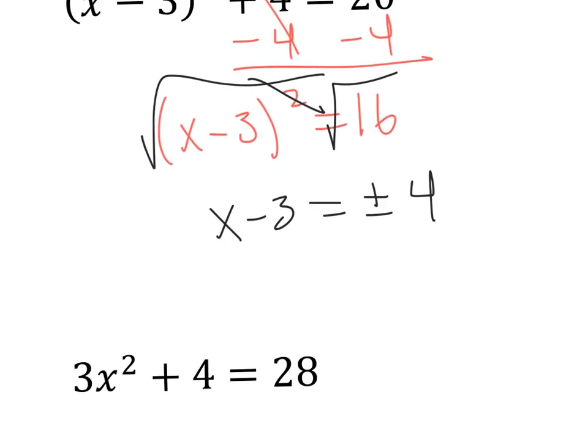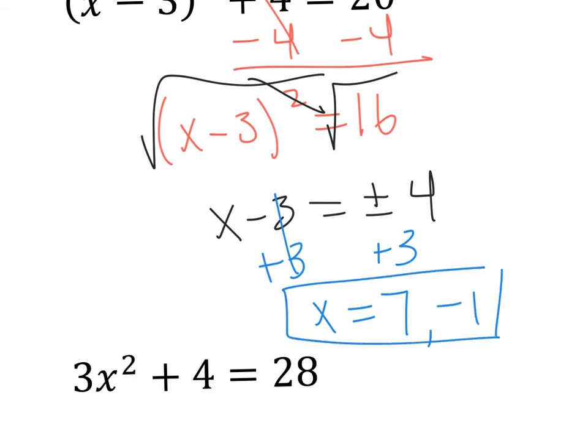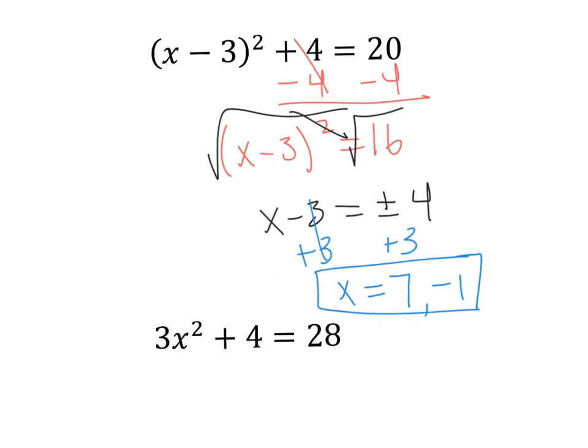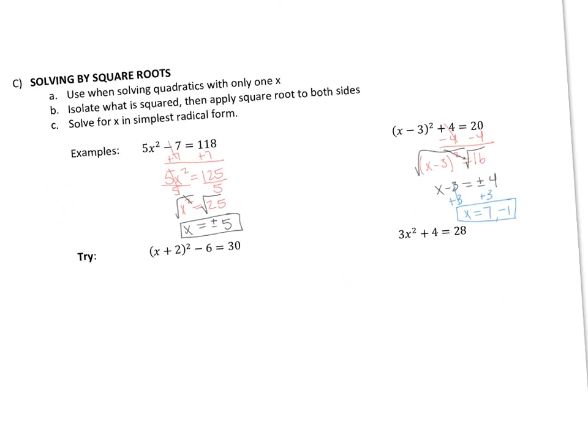Now here it gets a little tricky because when you go to add 3 to the other side, you're actually adding 3 to two different numbers. You're adding 3 to positive 4 and you're adding 3 to negative 4. So you actually get two different solutions. Positive 4 plus 3 is 7. Negative 4 plus 3 is negative 1. So you get two actual answers. So that's solving by square roots.